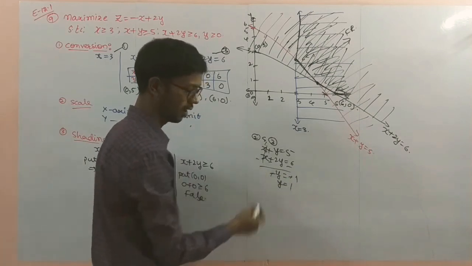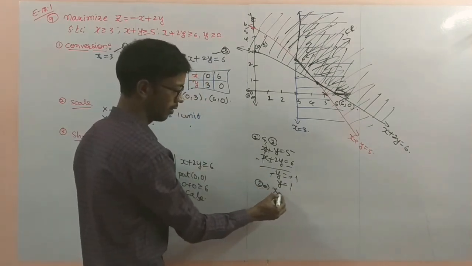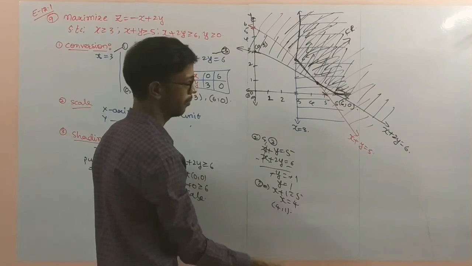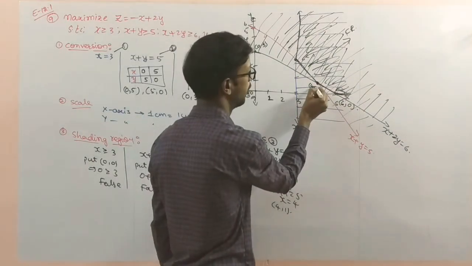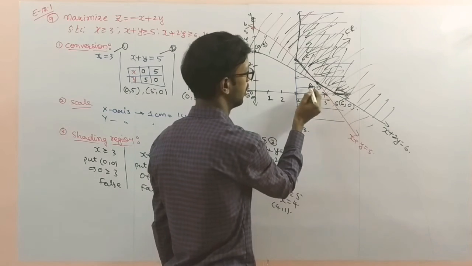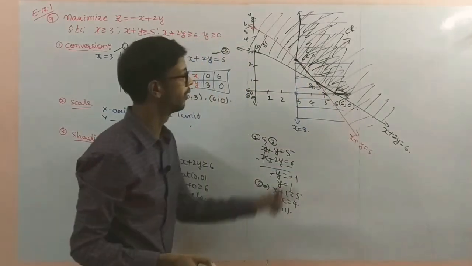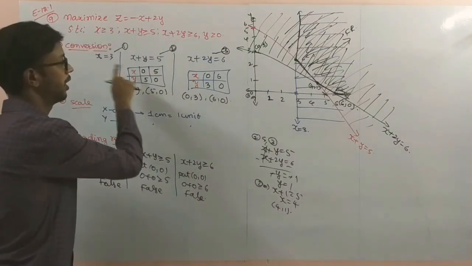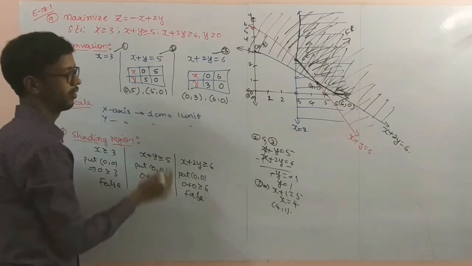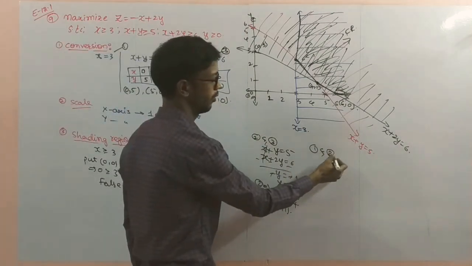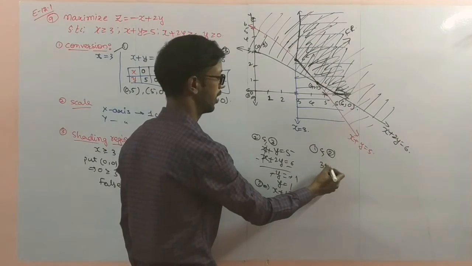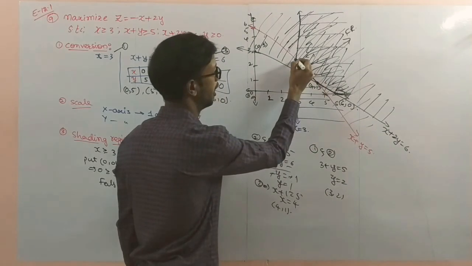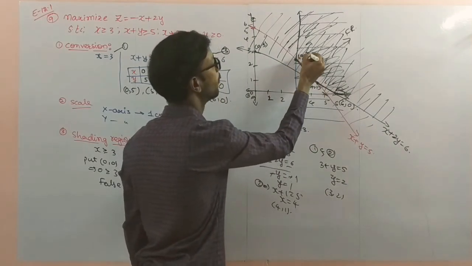Y equal to 1. Substitute in the second equation: x plus 1 equal to 5, x equal to 4. (4, 1) is the point. So this intersection point is (4, 1). The next point we have to find is the intersection of this red line and blue line, that is, solve the first and second equations. The x value is 3, substitute directly, and you will get y equal to 2. (3, 2) is this point.